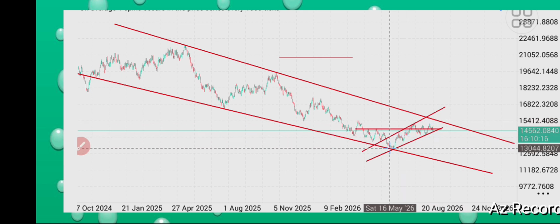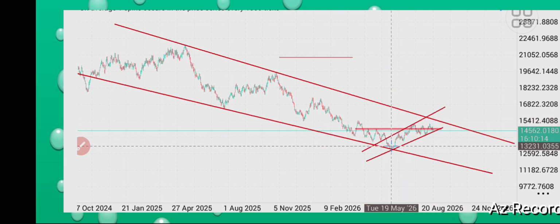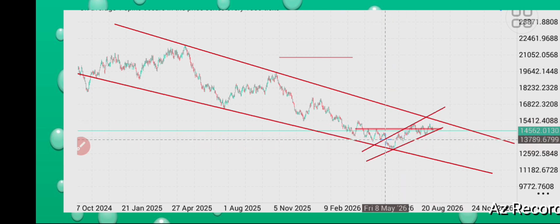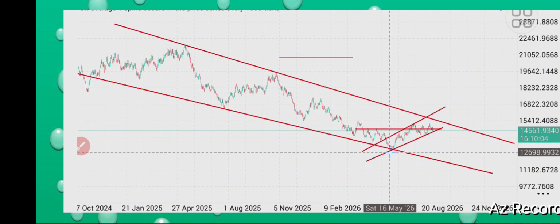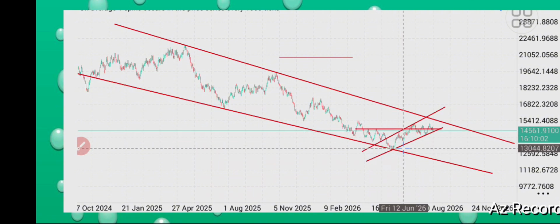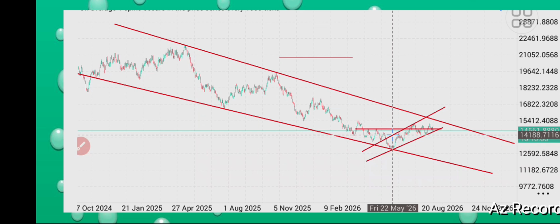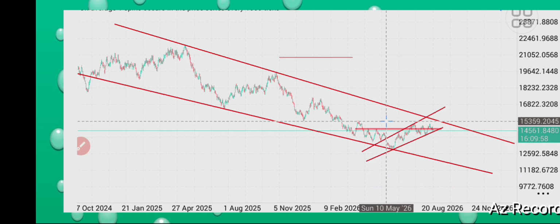but from here we can see an inverse head and shoulder. This is the head, this is the shoulder, and this is the shoulder. This is the left shoulder and this is the right shoulder. So from here, when the market pulls back from the trend line and forms these reversal patterns, the market will come to the neckline, right?